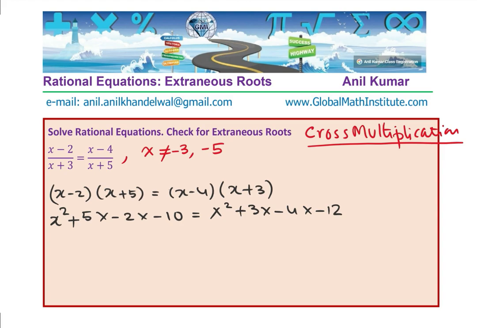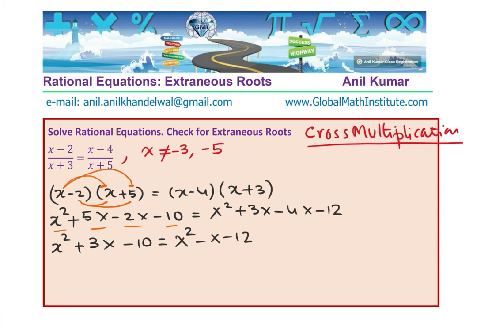Just apply the distributive property, right? It's clear. We multiplied with x both the terms, right? So that gave us the first two terms, and then we multiplied with minus 2 and gave us the next two terms. Repeat this process. Now, let us combine the like terms. So we get x squared plus 5x minus 2x gives us plus 3x, and we have minus 10 here equals x squared minus x minus 12.